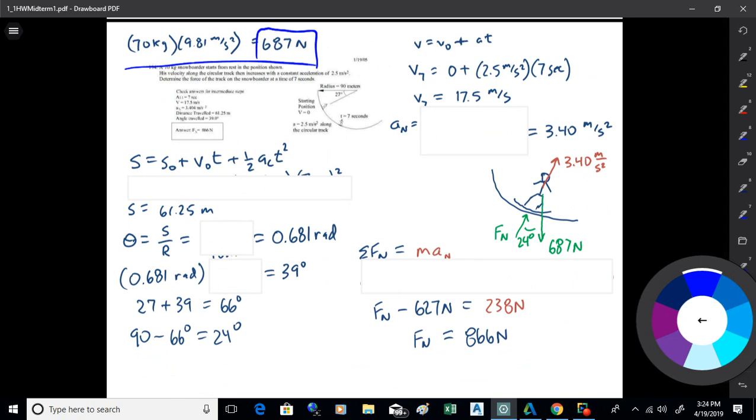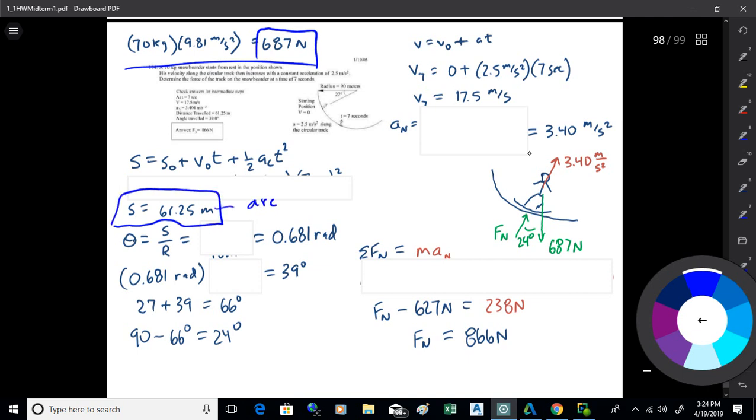Second thing is find the distance along the track. S is S0 plus V0t plus 1/2 at squared. I think you're given the fact that the snowboarder starts from rest, so that'll get you V0. Based on that, you ought to be able to find the distance. It's 61.25 meters.